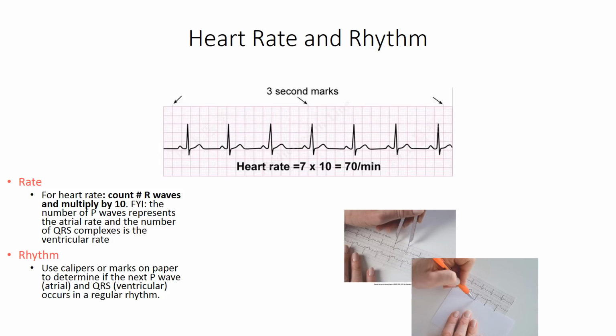So the first step in interpreting an EKG strip is reviewing the rate and rhythm. The rate is determined by counting the number of R waves in a 6-second strip and then multiplying that by 10.